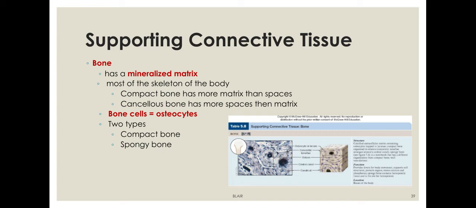And we will get into this way more as we talk about the skeletal system. So this is sort of a brief overview. But we call bone cells osteocytes. Because we can have these two types of bones, we have compact bone and spongy bone. And again, we'll spend a lot more time as we talk about the skeleton.